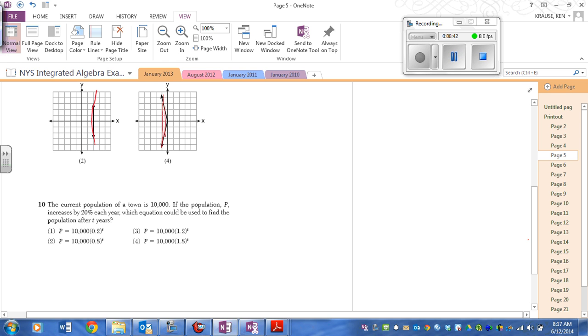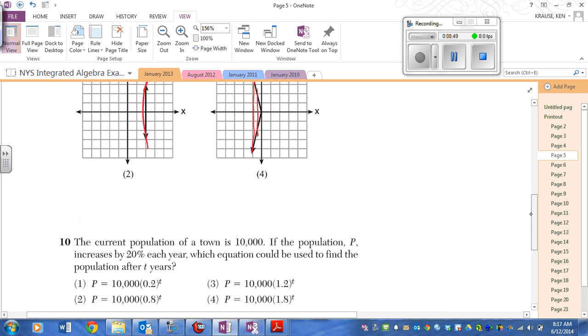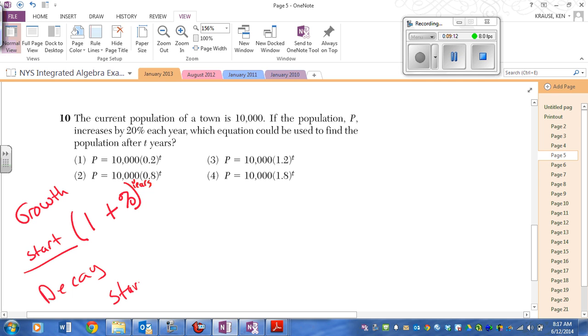All right, here we go. This one is one of those rates of decay and growth questions. So if we were talking about growth, the equation would be whatever the starting amount is, the start amount, parentheses, 1 plus the rate, to the number of years. Whereas decay is basically the same exact formula, whatever you're starting with, but you're going to multiply by 1 minus the percent, to the number of years.